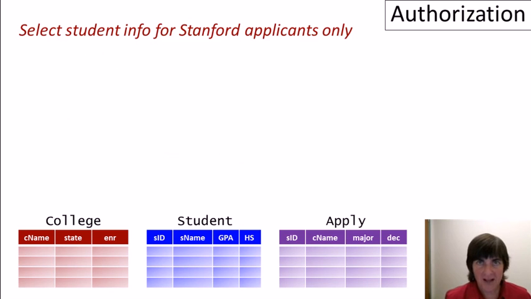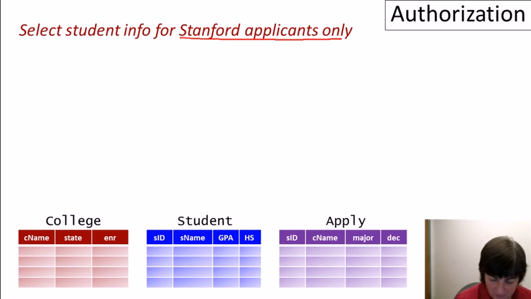So far so good, but now let's introduce a little twist. Let's suppose that we have a user that we want to authorize to access information in the student relation, but only for students who have applied to Stanford. How can we possibly do that? Why don't you give that a thought? Well, I'll give you the answer right away. The way we do that is actually by using views.